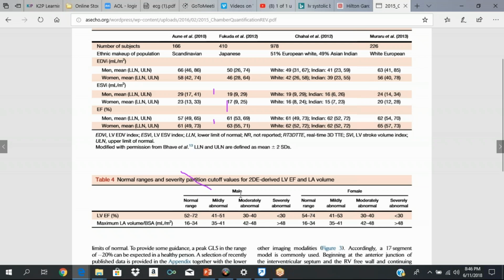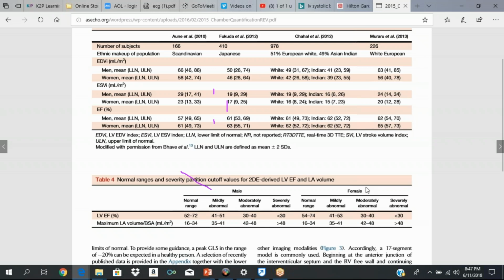Okay, so let's look at the male. The ejection fraction is done the same way you always do ejection fraction, but the normal range for males is 52 to 72. It's mildly abnormal if it's 41 to 51. So below 52 is abnormal, but mildly abnormal is 41 to 51, moderately abnormal 30 to 40, and then severely abnormal less than 30. I think we have been following these guidelines for quite some time, but you need to know the exact values.